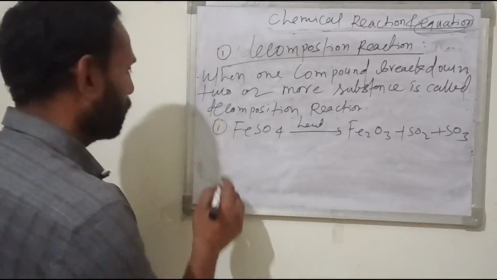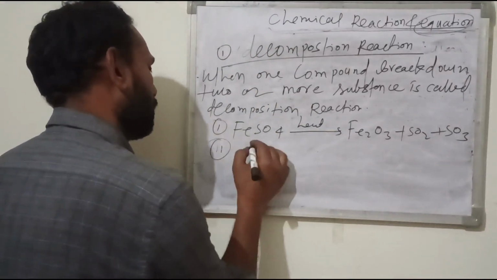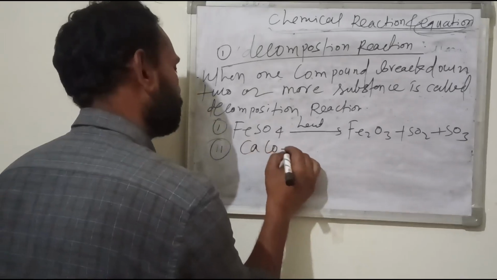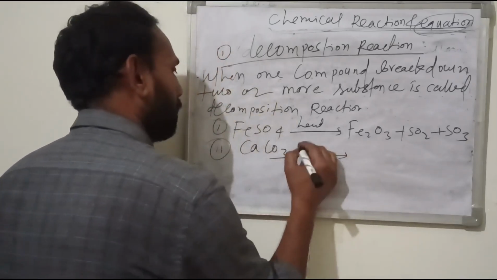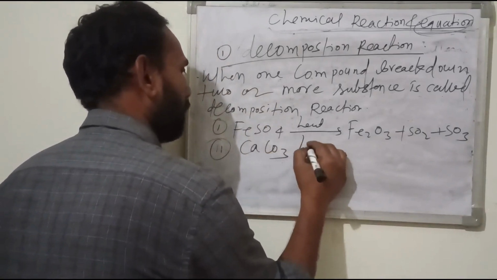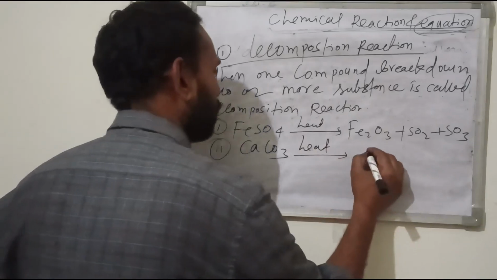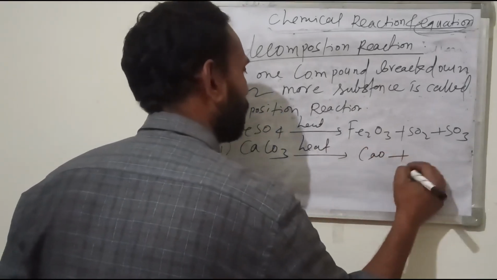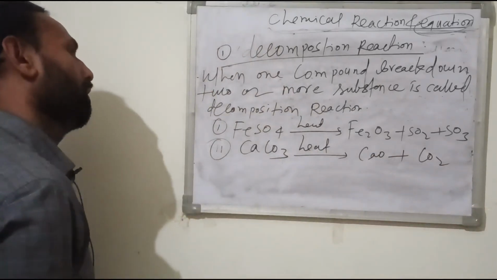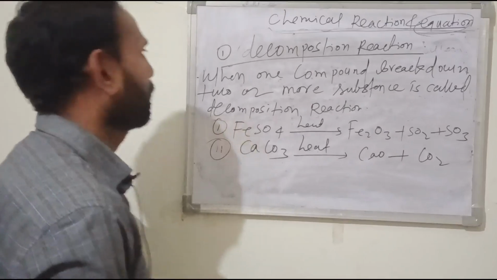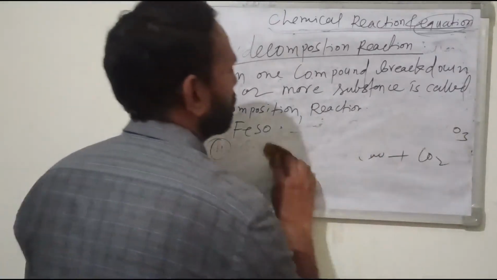Okay, and you can take the second one, calcium carbonate. Calcium carbonate, when you also here apply the heat, it will break down into calcium oxide and the carbon dioxide. This is the example of the decomposition reactions. Okay, and next one is the what?